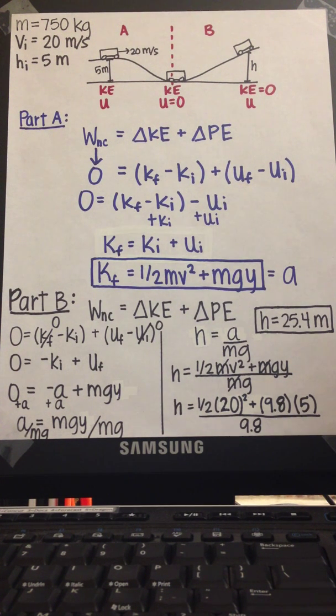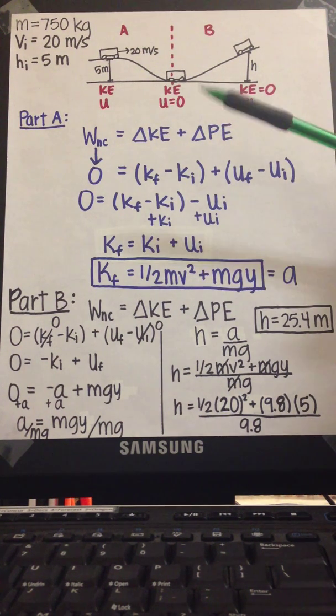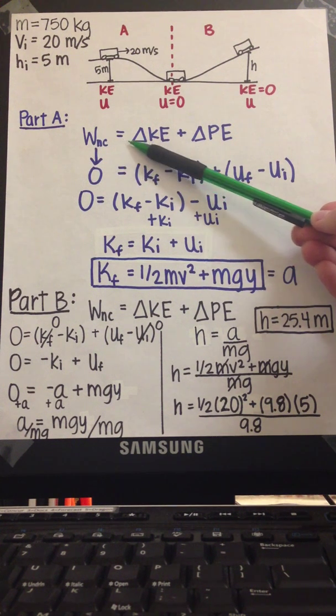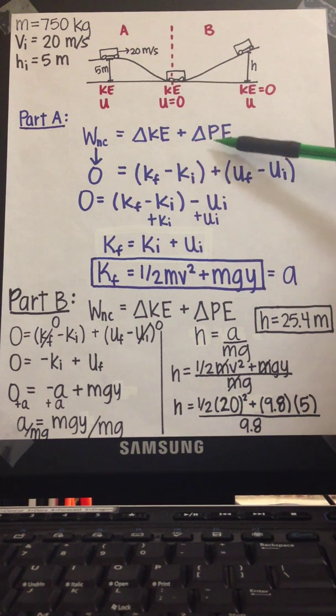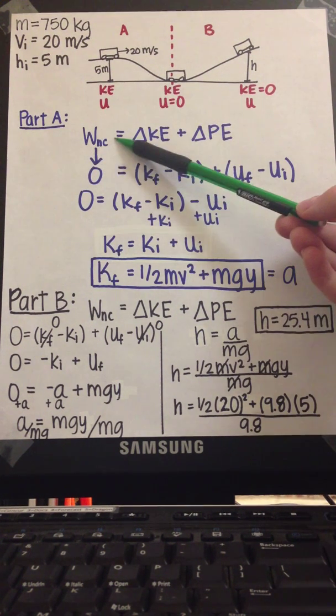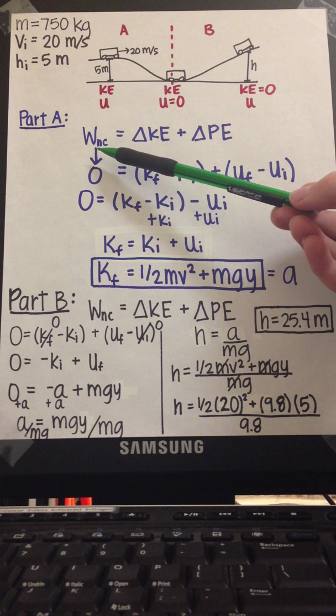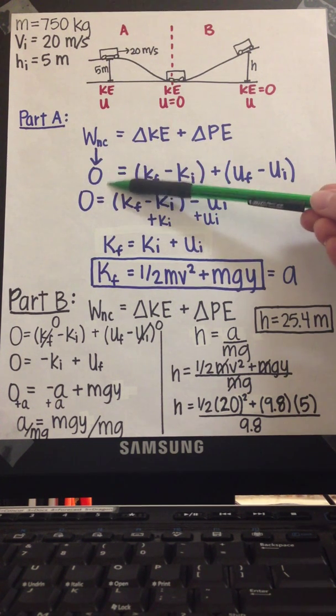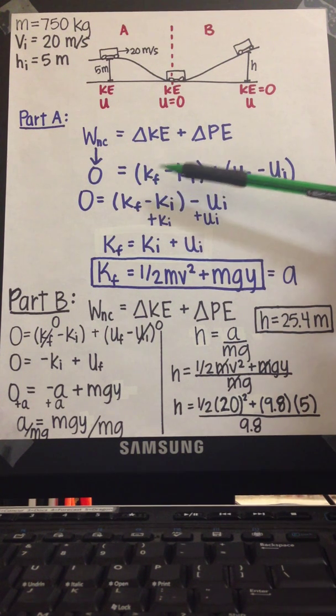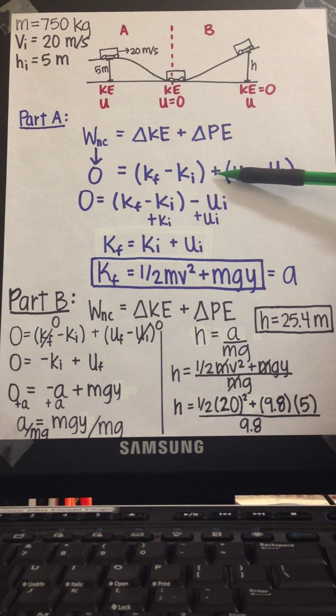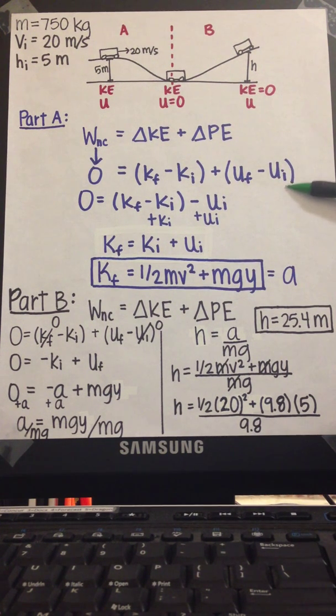So for part A, you use the work energy conservation formula, which is work non-conservative equals change in kinetic energy plus the change in potential energy. Since the question says to ignore air resistance and friction, that becomes zero. So you get zero equals kinetic energy final minus kinetic energy initial plus potential energy final minus potential energy initial.